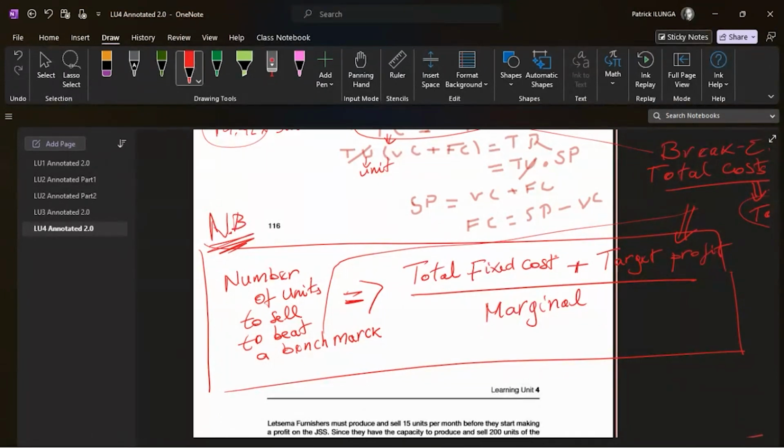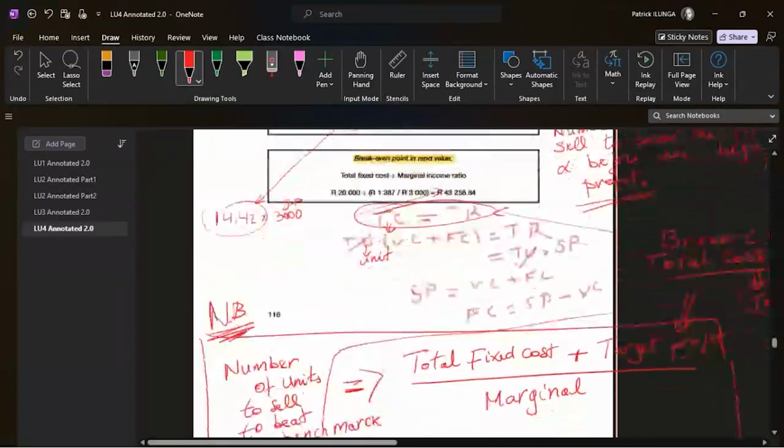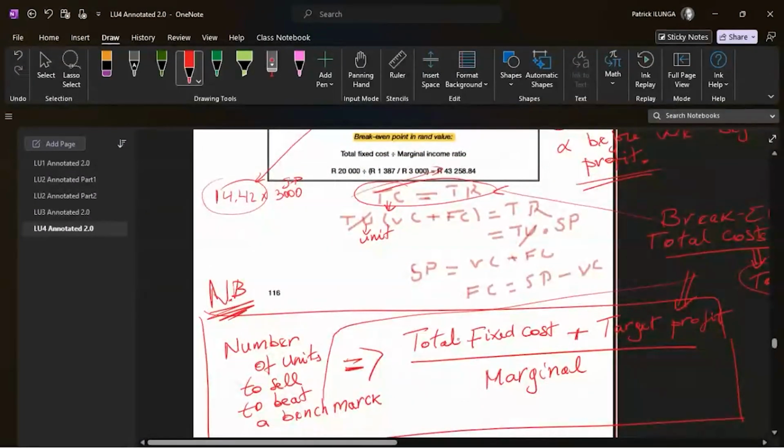Very simple. You take the total fixed cost always. Remember, if you want to find the number of units, you always start with the fixed cost. But this time, you're going to add the target profit. If your target is 80,000, you take your total fixed cost plus the 80,000, divided by the marginal income.